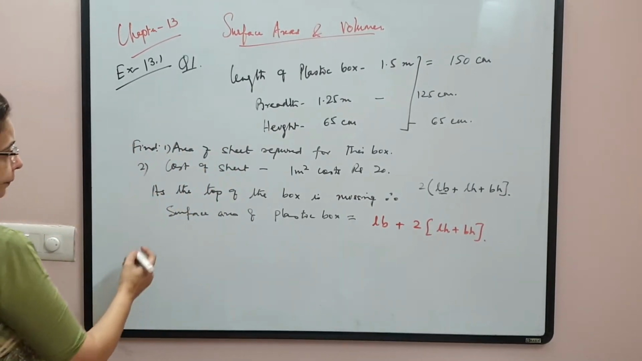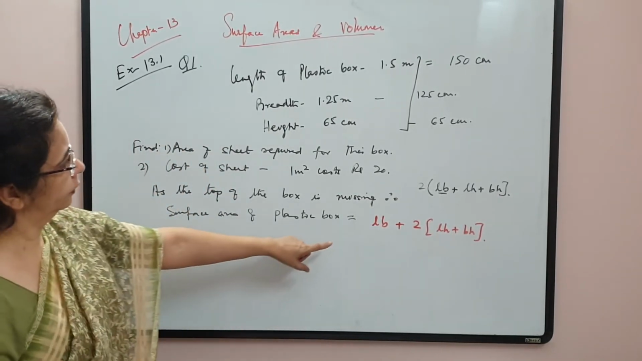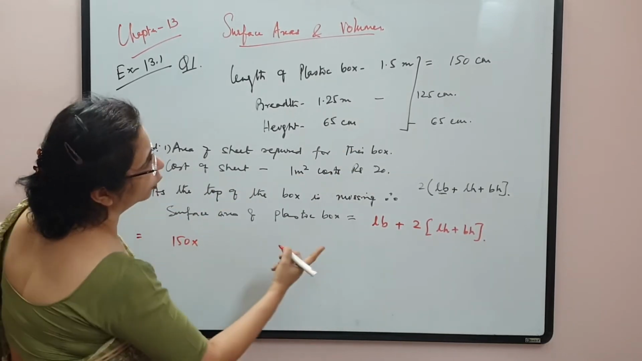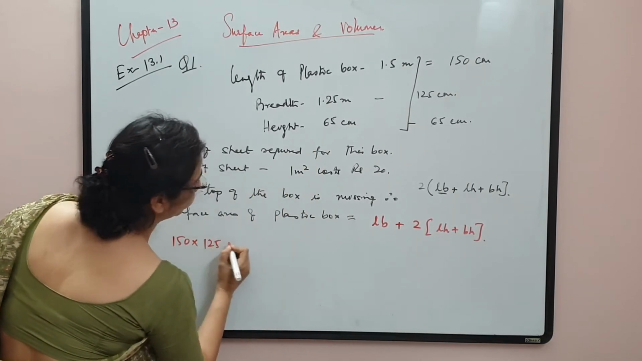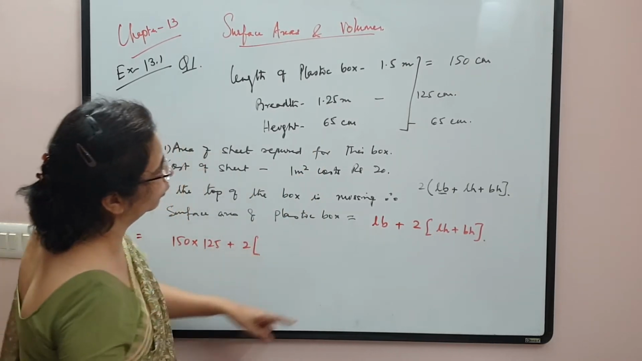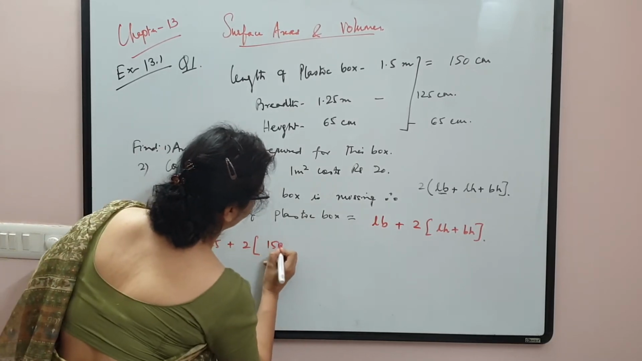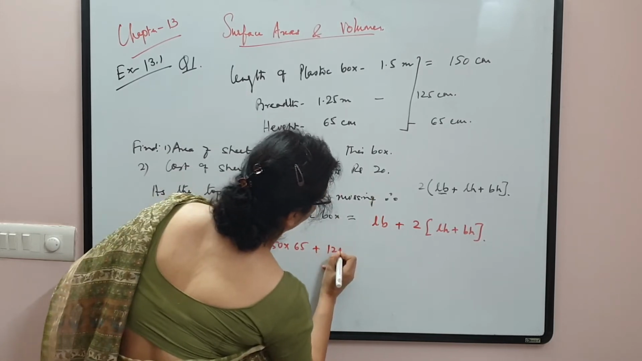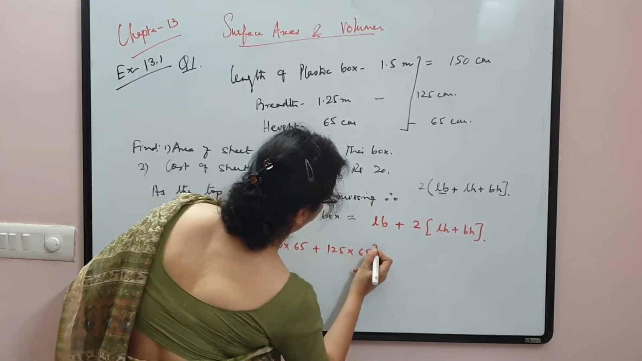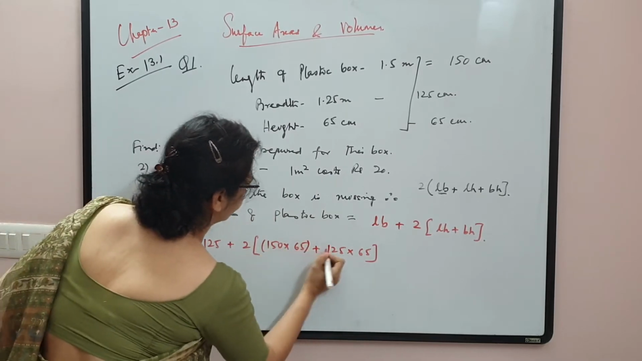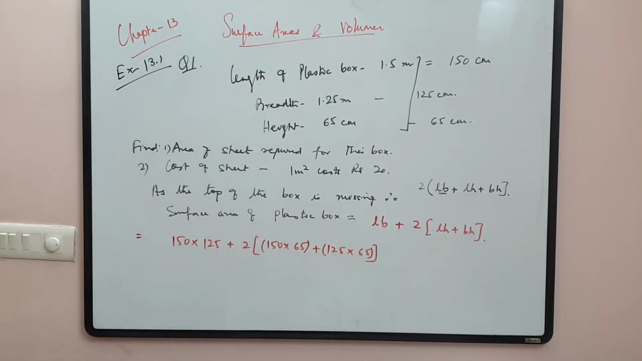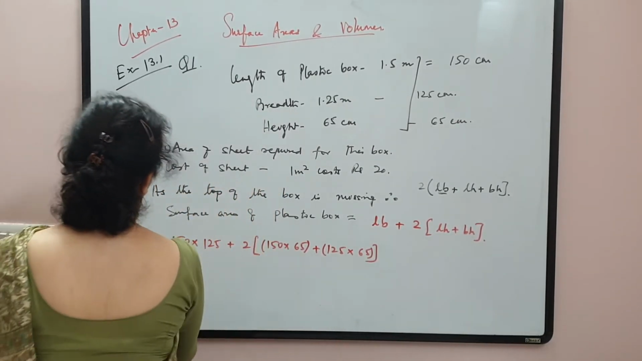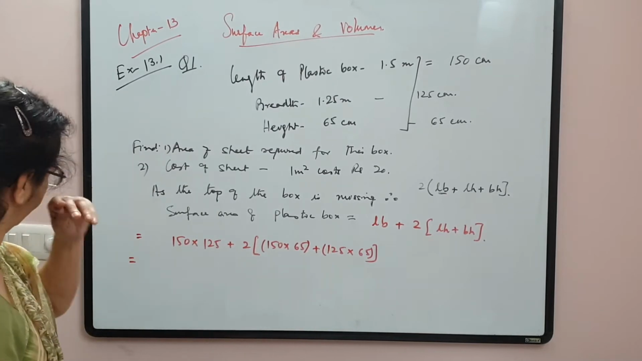This is the formula you have to apply. Let us apply it now. Let us substitute all these values. What is your L, children? 150. What is your breadth? 125. Plus twice into, what is your L again? 150. H is 65. Plus breadth is 125. H is 65. Right? Now this you have to calculate. The calculations are long in such questions, and you have to be careful as to not make any mistakes also. Let us calculate, children.